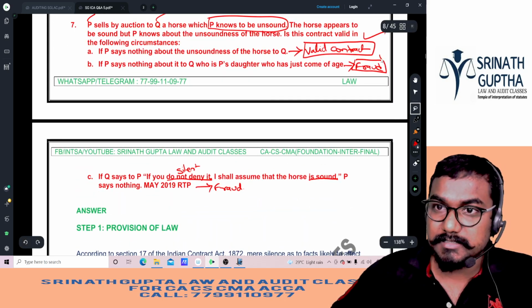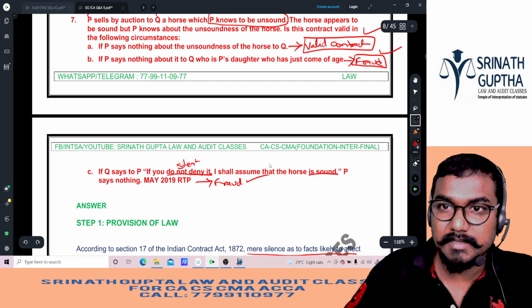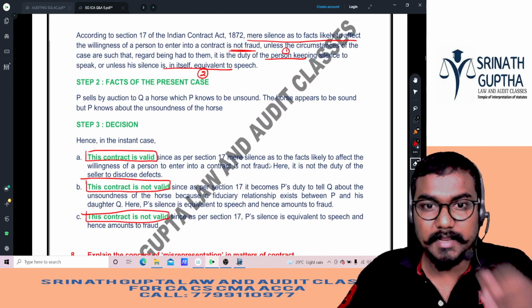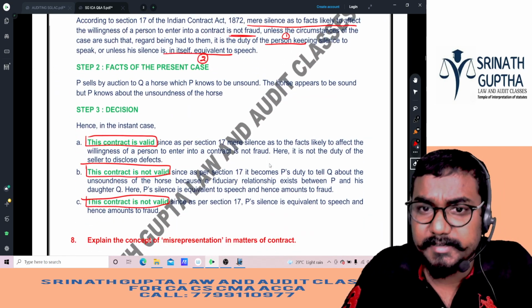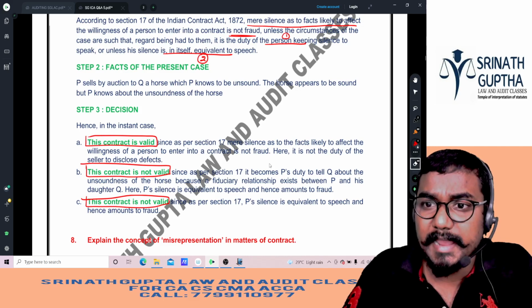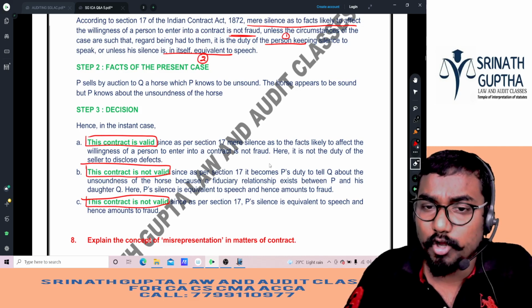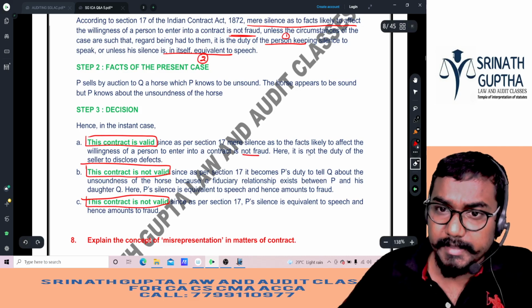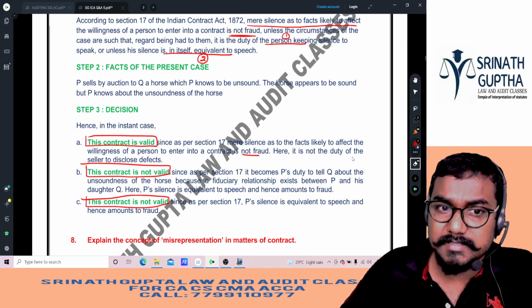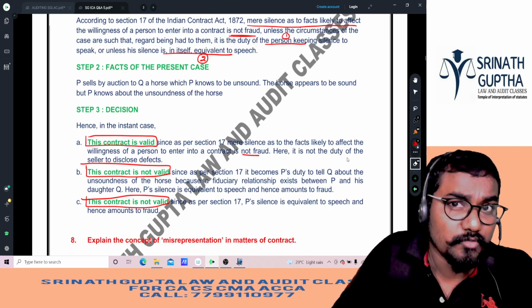First case, valid contract. Since as per section 17, mere silence as to facts likely to affect the willingness of a person to enter into a contract is not a fraud. Here, it is not the duty of the seller to disclose the defects, so it does not amount to fraud.